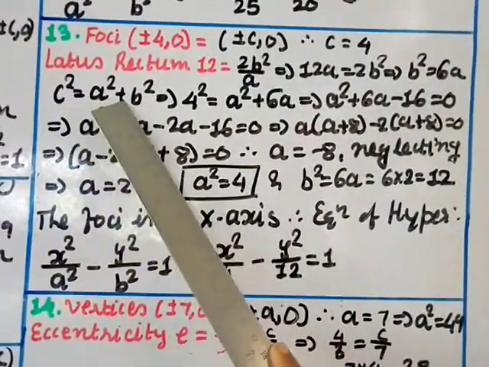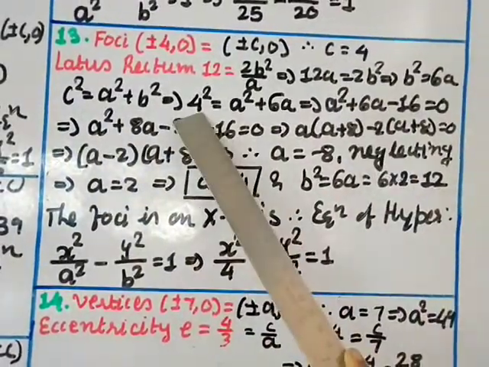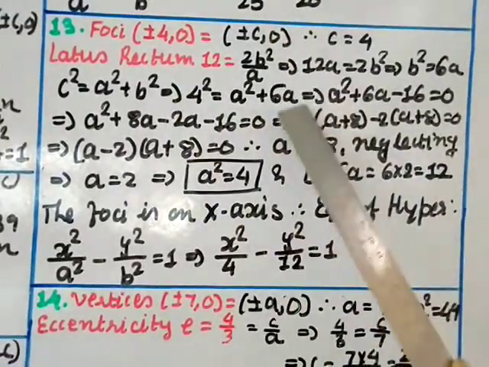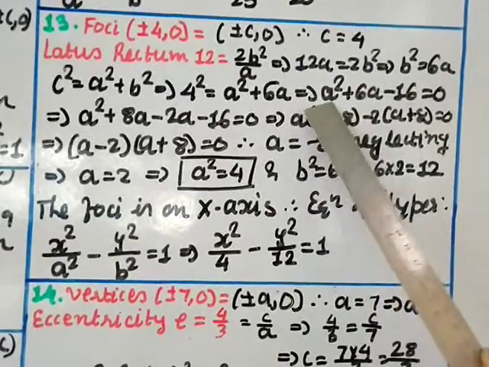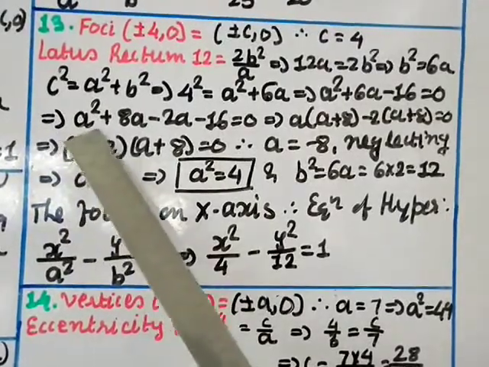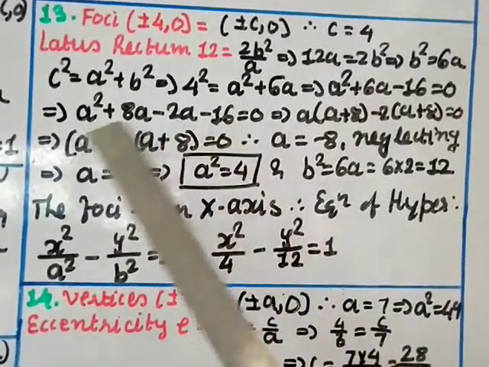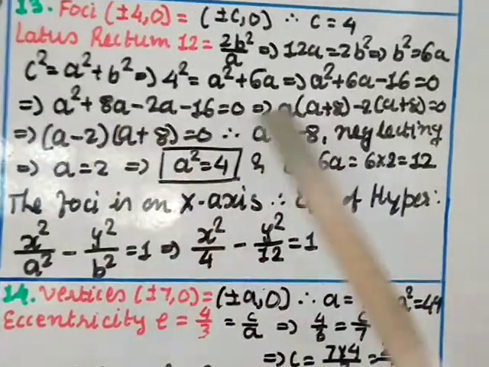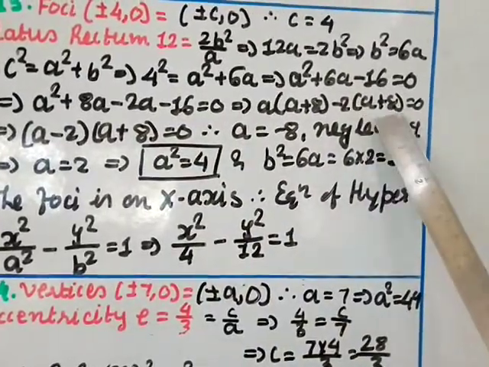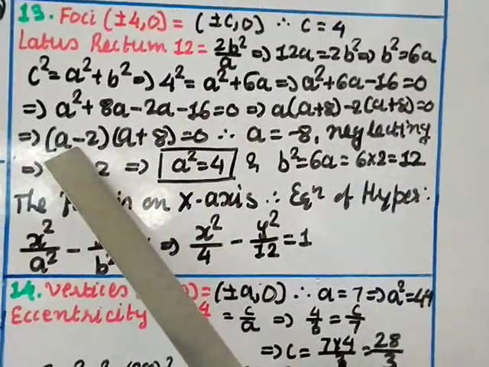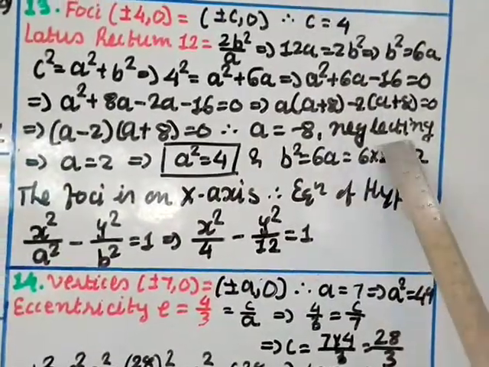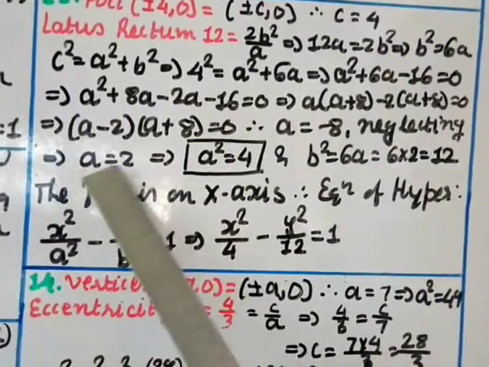Now c square equal to a square plus b square, implies c value is 4, so 4 square equal to a square plus b square value, put this 6a. This 4 square is 16, that you transfer over here becomes negative, so you get here a square plus 6a minus 16 equal to 0. Now again split the middle term, so a square plus 8a minus 2a minus 16 equal to 0. From here take a common, so you get a plus 8, minus, from here take 2 common, so here remains a plus 8 equal to 0. So the factors are a minus 2, a plus 8 equal to 0, but from a plus 8 you get a equal to minus 8, which is not possible, so neglect. From here you get a equal to 2, square this, so a square equal to 4.